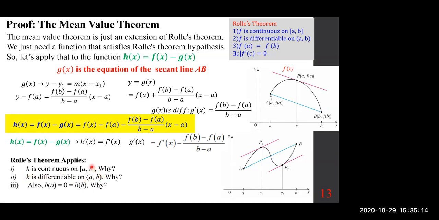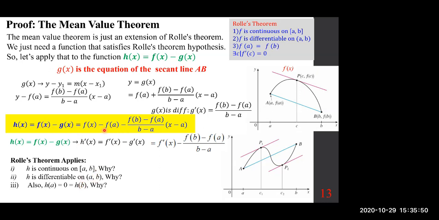Because h is the difference of f of x, which was a continuous and differentiable function, and g of x, which we proved is differentiable and continuous, or just a line, a continuous function minus a line. So it is still continuous, it is still differentiable. Now h of a, again, I want you to try this on your own. Plug in a and evaluate. This becomes 0.